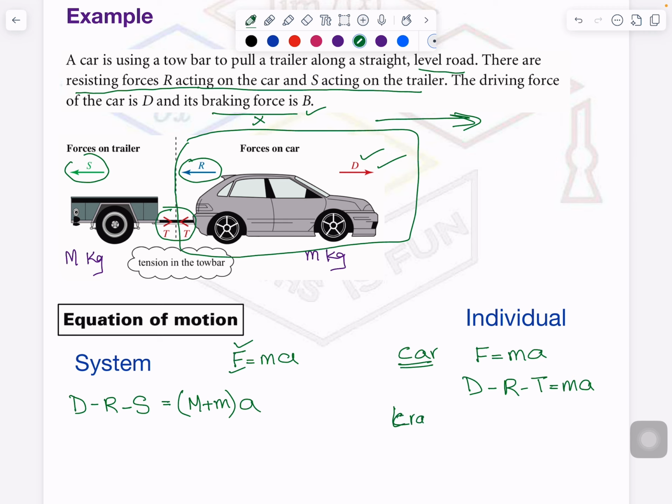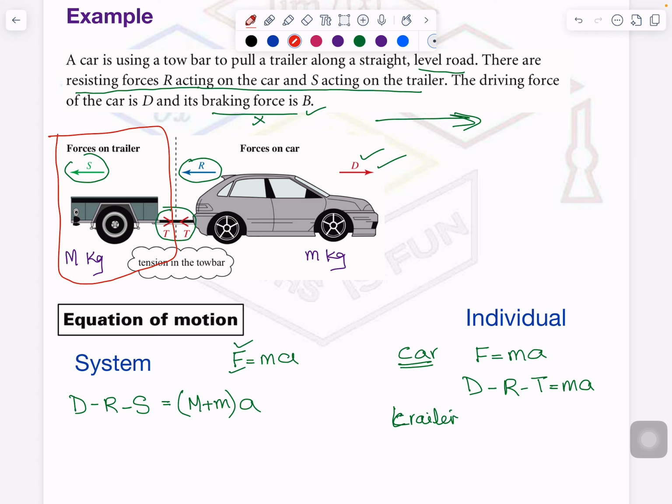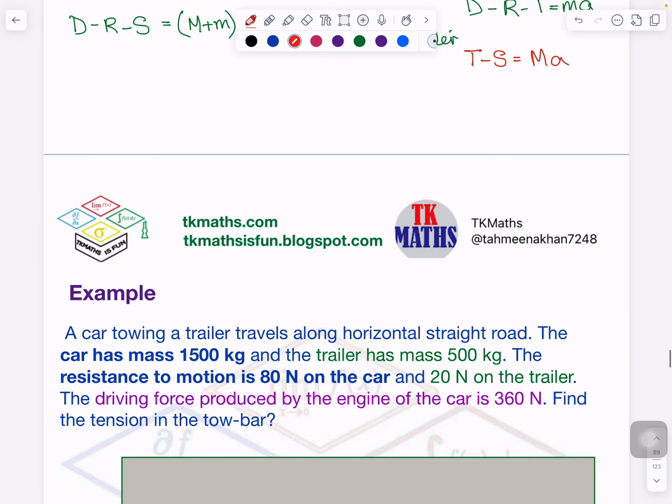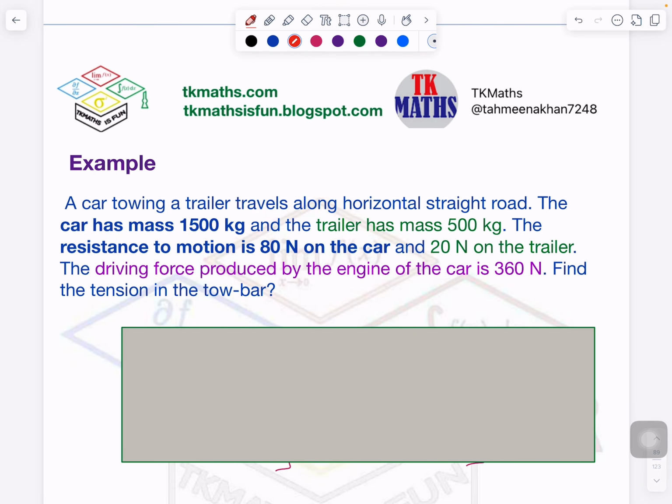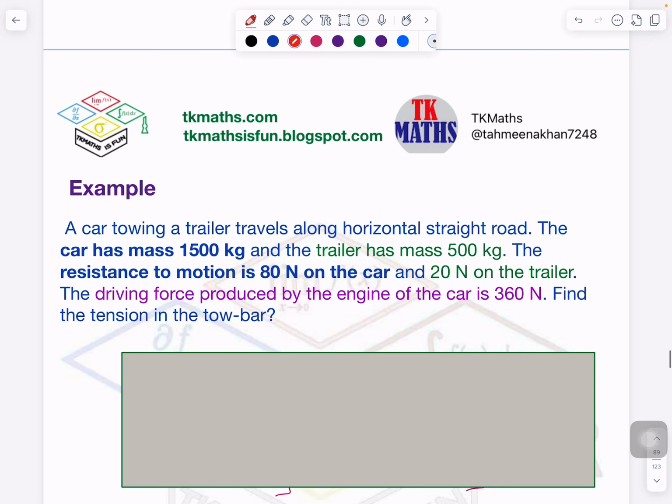Now let me write it down for the trailer. Can you try out for the trailer what it will be? So for the trailer, you will only consider this part. So what is the forward force? T. T minus S equals capital M times a. So this is how you will get two equations for the system, or individually for the car and for the trailer. If braking force applies here, then we will do minus B also. But right now I'm considering it is not there. So let's see this example, and this is the last example for this video.